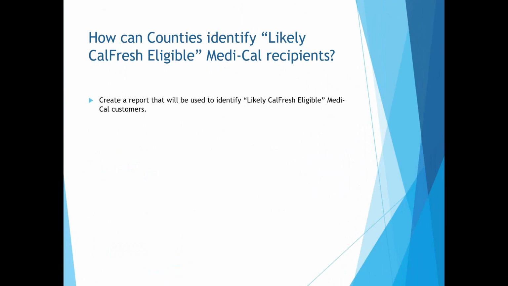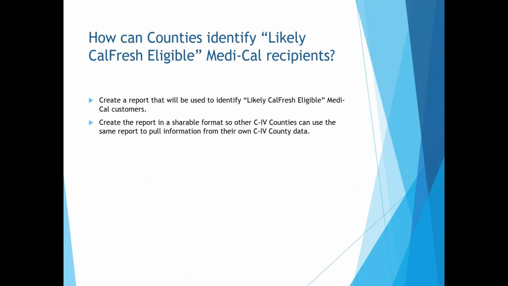And the simplest solution was obviously, let's make a report. Let's find a report that we can use that'll pull our county information that can aid us in identifying these likely eligible MediCal customers. So some of the criteria for this report was we thought it was really important to make it in a shareable format so that all C4 counties, at least, Humboldt County is a C4 county, so that's the direction that we went with it. Just being able to have this report, any C4 county would be able to pull the information from their own county data and use this to identify these recipients.